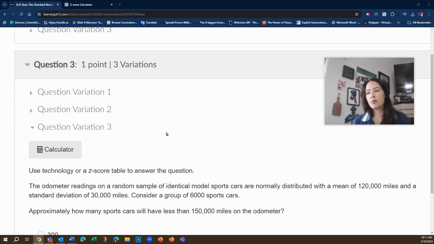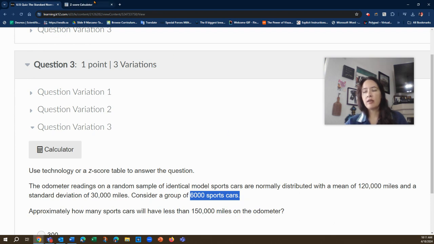Approximately how many sports cars will have less than 150,000 miles? So again, it's still less than. They're being very nice to you because the table values are cumulative up to the z-score. So the less than questions are straightforward. It's just whatever that probability is in that table, that's your percent. And then once you have your percent of cars, you just multiply it by your sample, what they're asking you to estimate. You can then estimate how many cars out of 6,000 will have 150,000 miles or less.